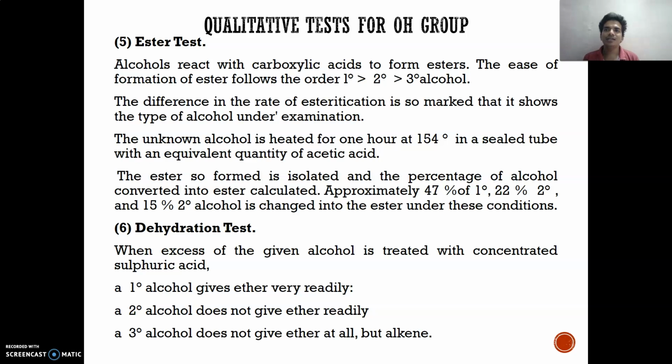Ester test. Alcohol reacts with a carboxylic acid to form ester. The ease of formation of ester is in the order primary more than secondary and tertiary. So the difference between the rates of esterification is clearly shown in this typical examination. The known alcohol is heated for 1 hour at 154 degrees centigrade in a sealed tube with an equivalent quantity of acetic acid. The ester formed is isolated, and the percentage of alcohol converted into the ester is calculated, approximately 75%, so that will give the ester test in this way.